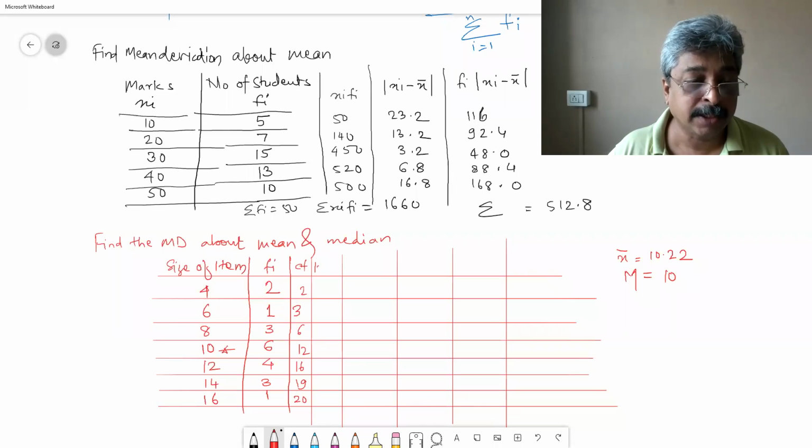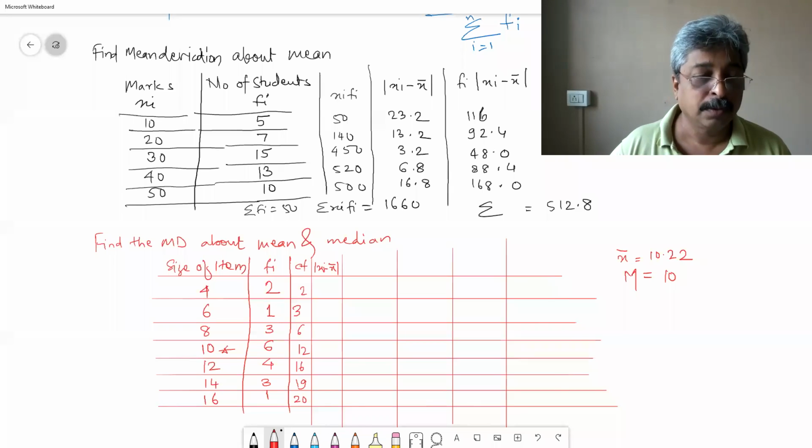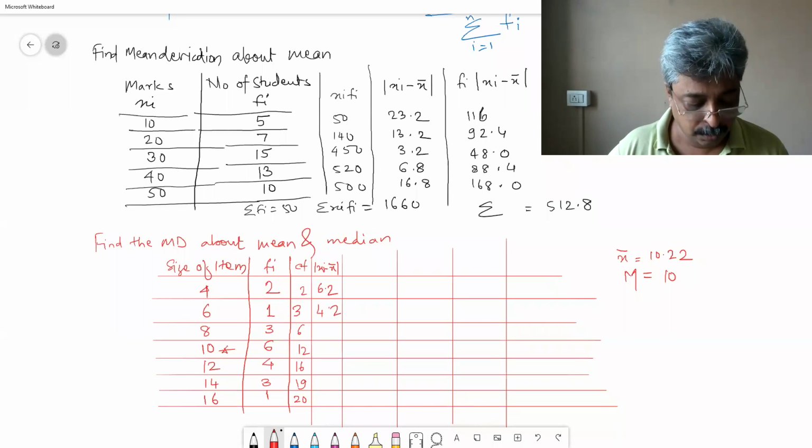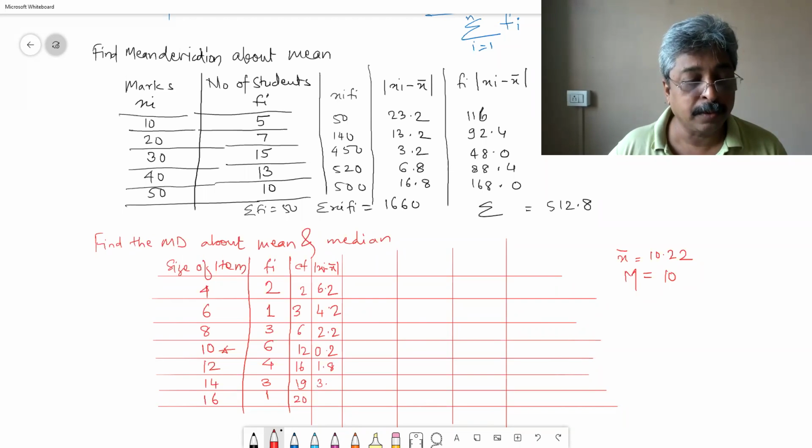Okay, so |xi minus x bar|: 6.2, 4.2, 2.2, 0.2, 1.8, 3.8, 5.8.